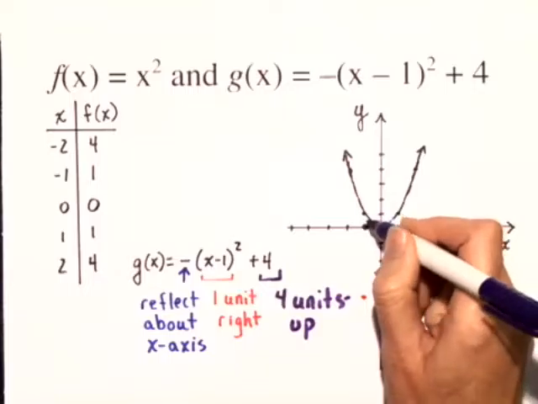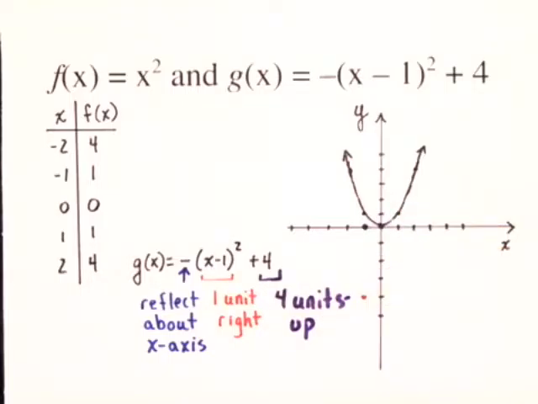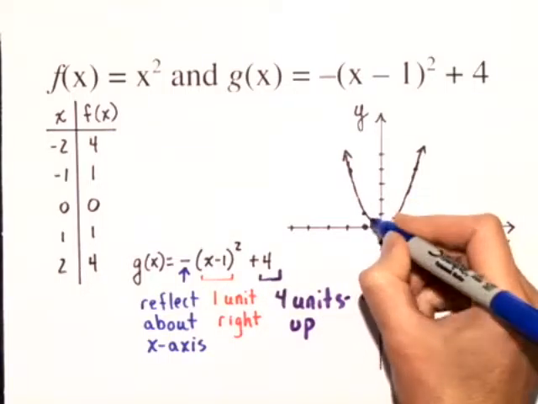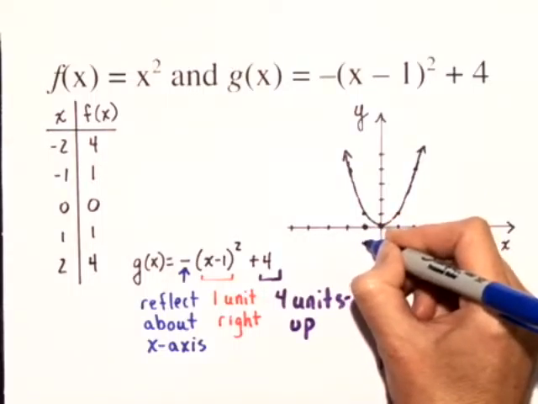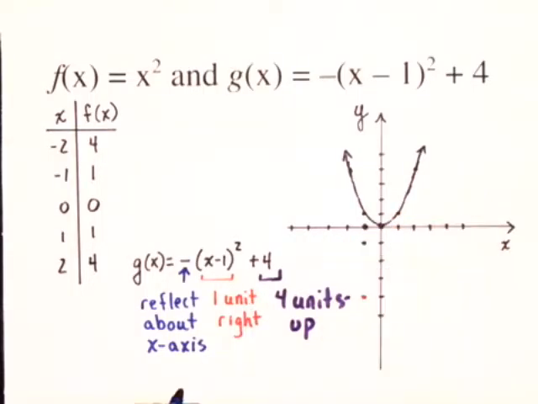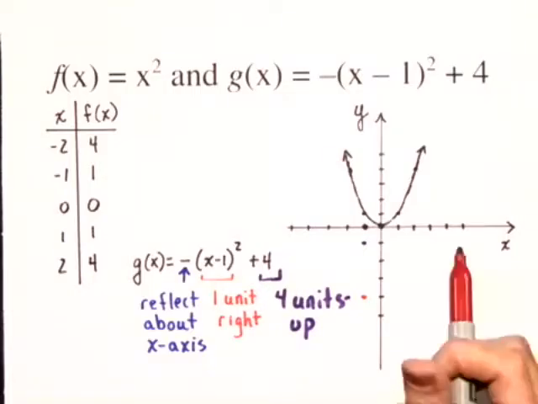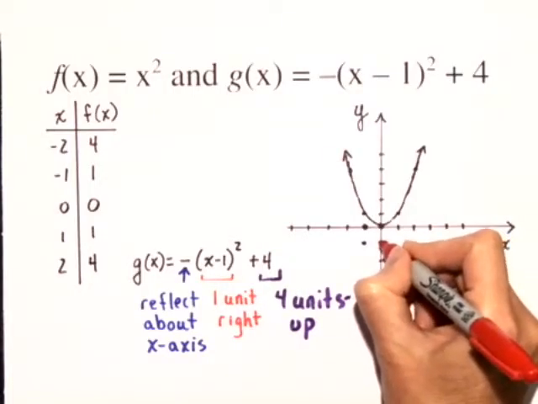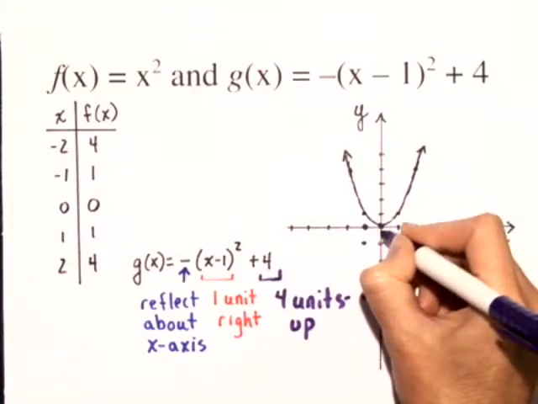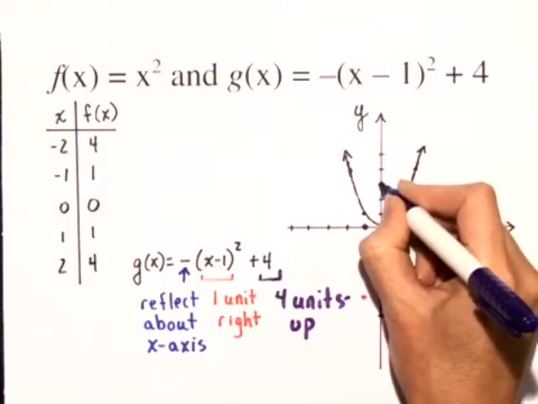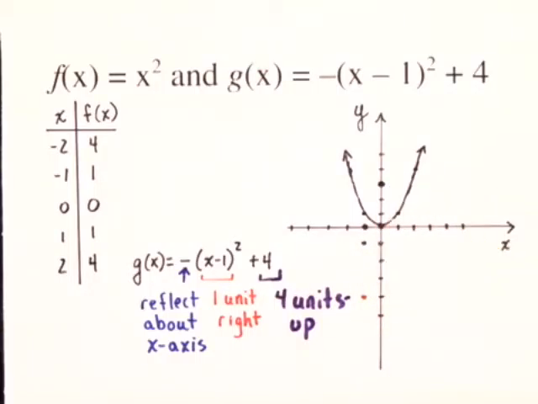Now let's do that with the point -1, 1. First, I'm going to reflect that about the x-axis, -1, -1. Then I'll go 1 unit to the right. I'll be right on the y-axis now. And then finally, 4 units up. So from this point 0, -1, I go up 4 units, and I'm right there on the y-axis.